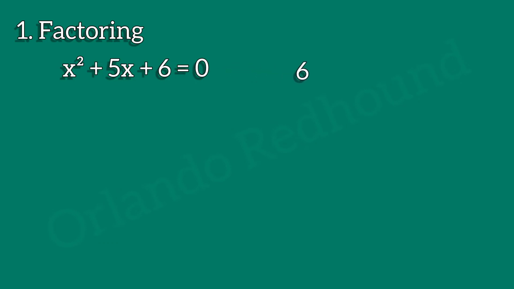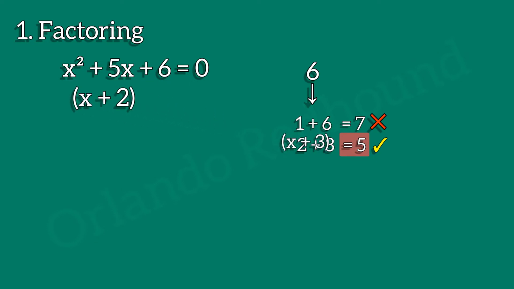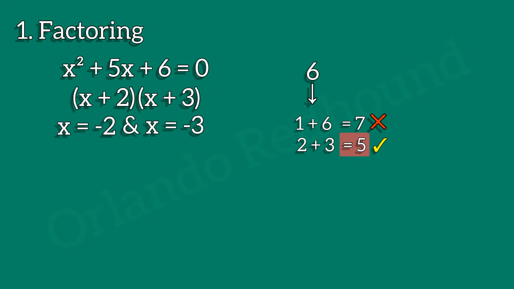First, we need to find the factors of 6. These two numbers when added together equals 5. So that our factors are x plus 2 and x plus 3. So that our solutions are x equals -2 and x equals -3.